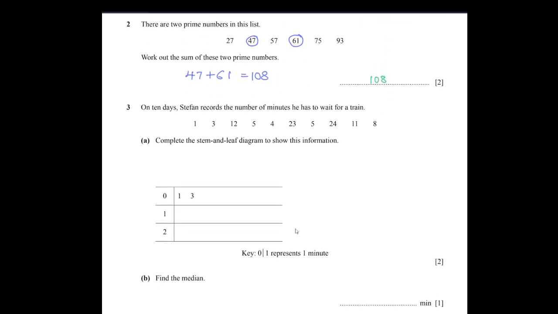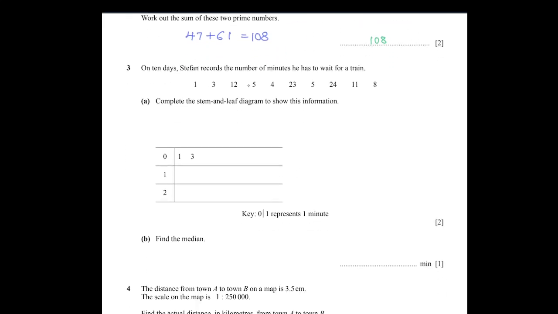Question number 3. On 10 days, Stephen records the number of minutes he has to wait for a train. There are 10 days that minutes have been recorded. These are 10 numbers. Complete the stem and leaf diagram to show this information. Now this information needs to be arranged in a stem and leaf diagram, and the key is given as 0 | 1 represents 1 minute. So now the numbers here should be arranged in this. So after 1, 3, there is the next number 4. Here, next write 4.